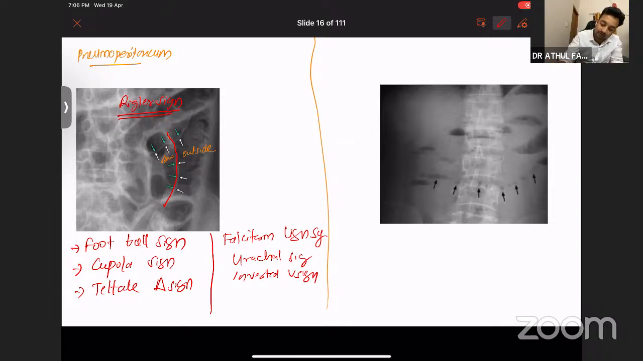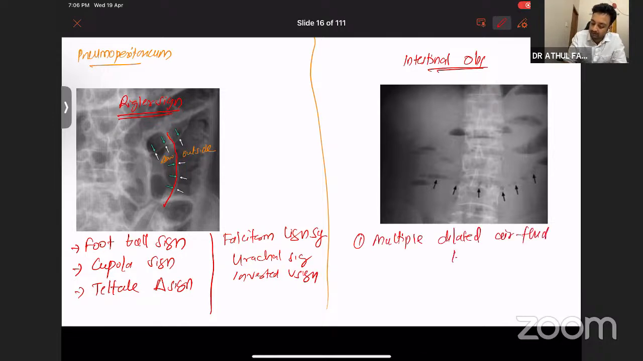So this is another case, intestinal obstruction. What happens in intestinal obstruction is there will be obstruction at some point, either because of some mass, some band, or some ischemia, whatever it is. So there will be proximal dilatation of the bowel loops. What we will see in X-ray is multiple dilated air fluid levels. 1, 2, 3, 4, 5. So there are multiple dilated air fluid levels here and there.